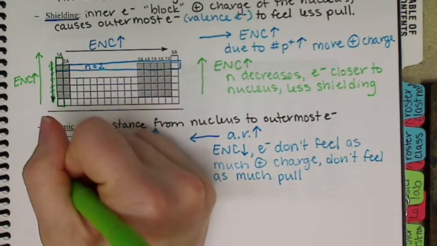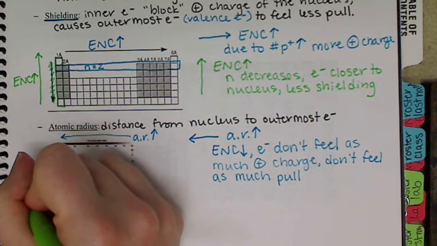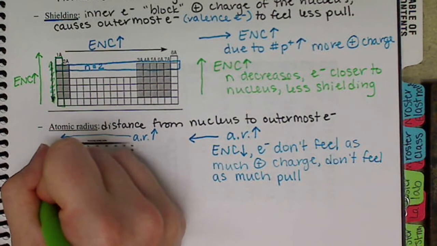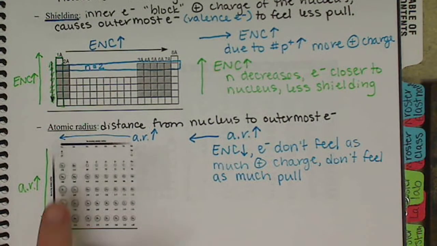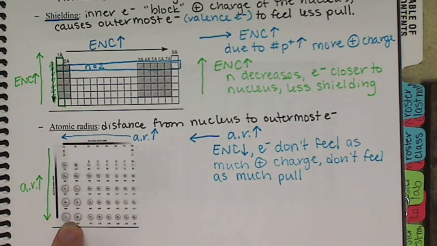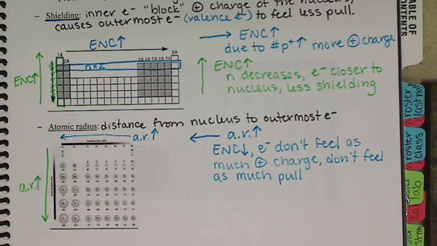As we move down the periodic table, atomic radius increases. And that's because as you move down the periodic table, your quantum level increases, your n value increases, which means your electrons are further away from the nucleus.